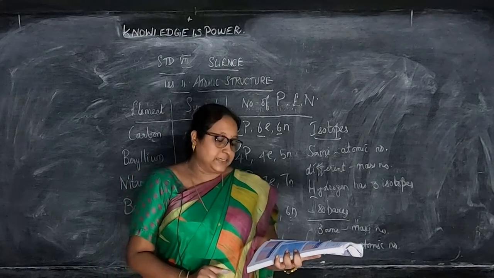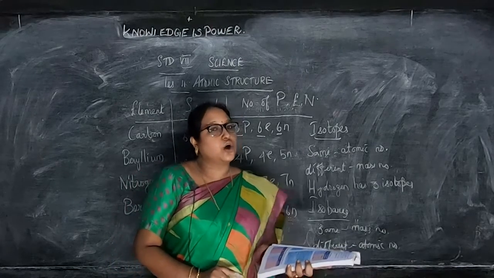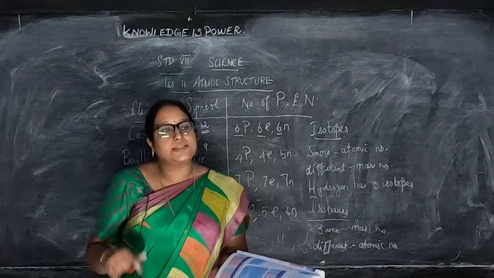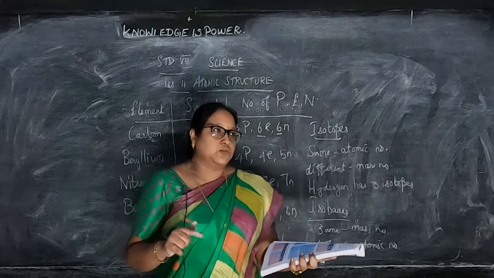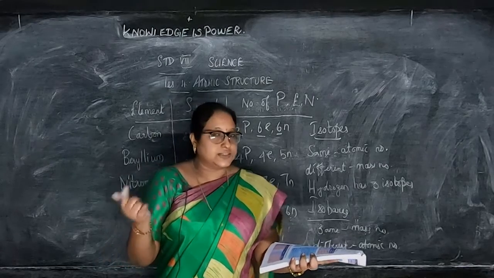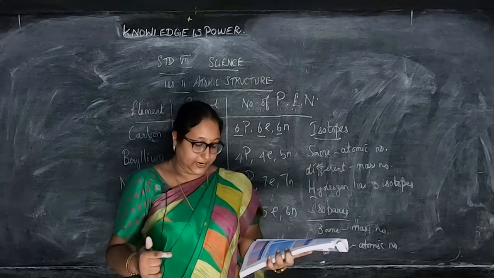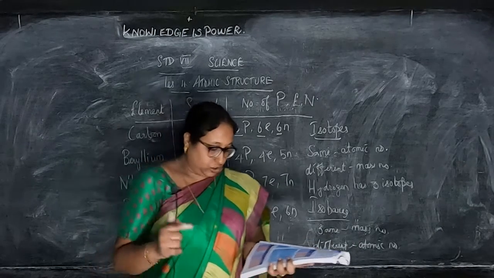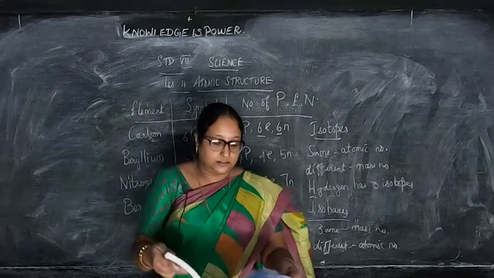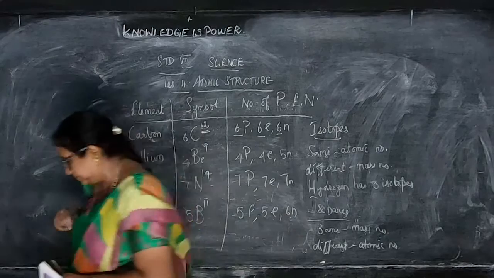Then aluminium, symbol is Al, atomic number 13, protons 13 and neutrons 14. So 13 plus 14, what is that? 27. So mass number is 27. Then oxygen, what is the symbol of oxygen? O. Then atomic number is 8. Protons and neutrons, that is 8 plus 8, the mass number is 16. Then sodium, symbol is Na, atomic number 11. Protons and neutrons, that is 11 plus 12, when you combine, the mass number is 23. Okay, children. Now, next we will go see the valency.